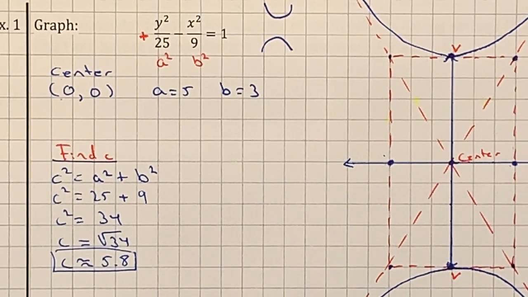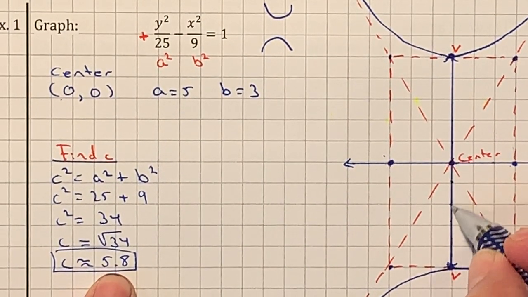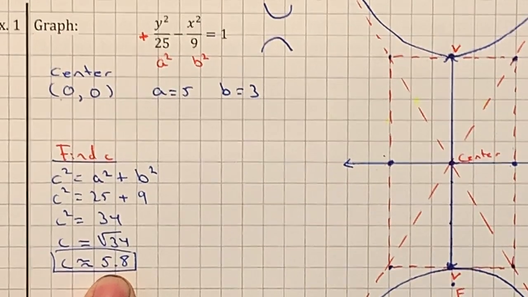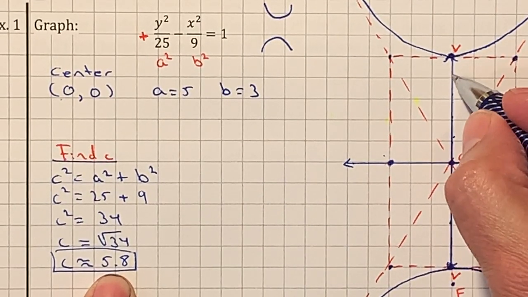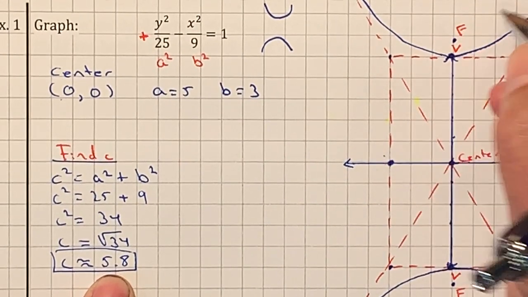Now remember that your focus is 5.8 units from your center. So it'll be 1, 2, 3, 4, 5.8. And that'll be your focus. Your other focus will be 1, 2, 3, 4, 5.8. And that's your other focus.